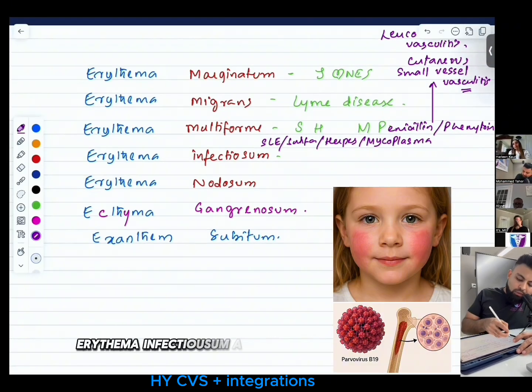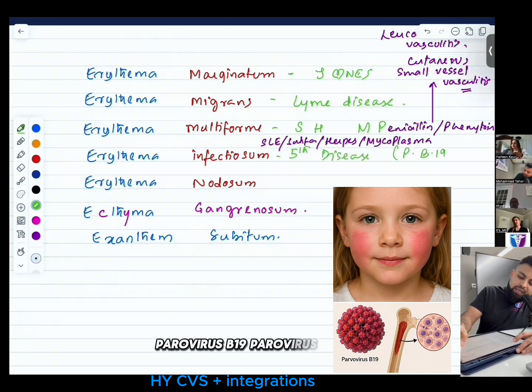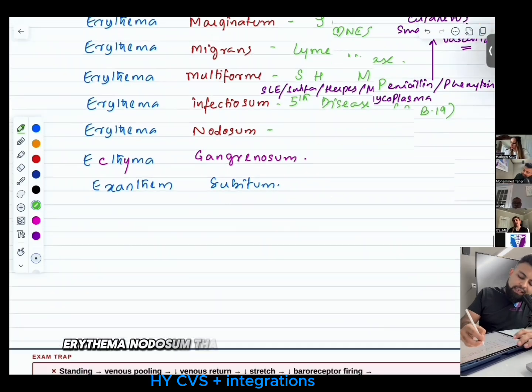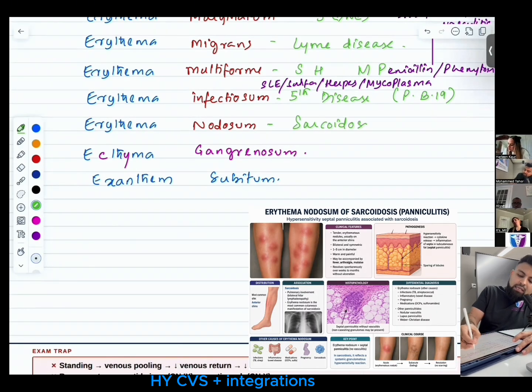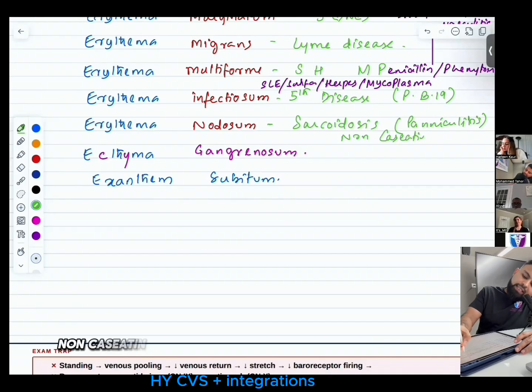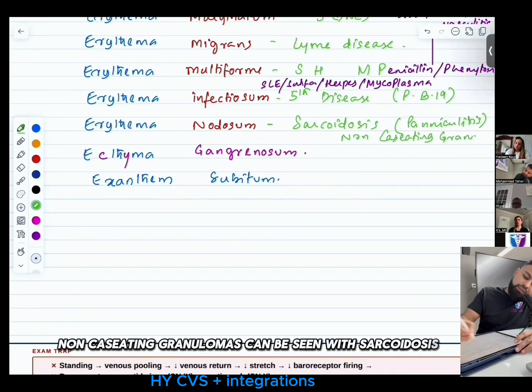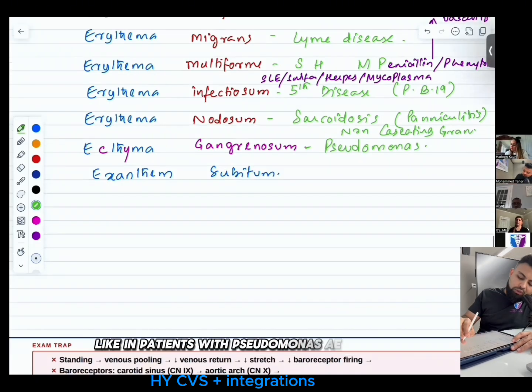Erythema infectiosum, also called fifth disease, is due to parvovirus B19. Erythema nodosum is associated with sarcoidosis. These are basically panniculitis. These are basically non-caseating granulomas, which can be seen with sarcoidosis. Ecthyma gangrenosum is classically associated with gangrenous lesions seen on the chest, like in patients with Pseudomonas aeruginosa.